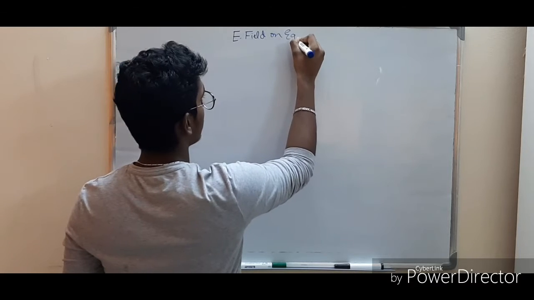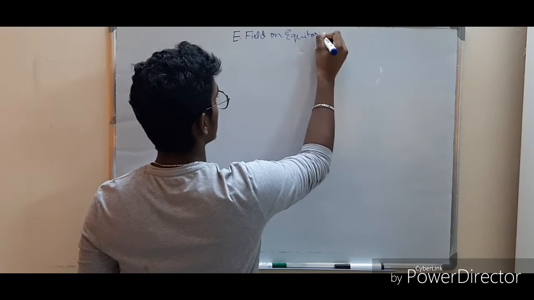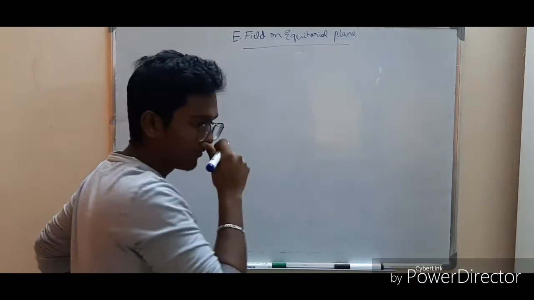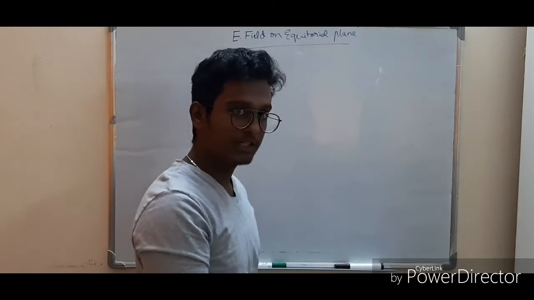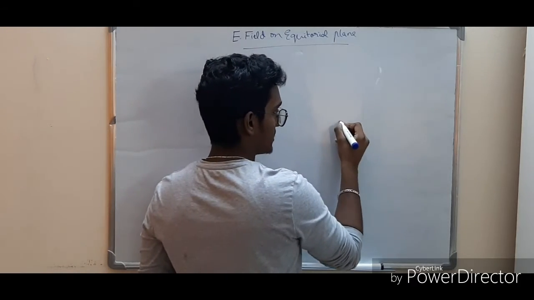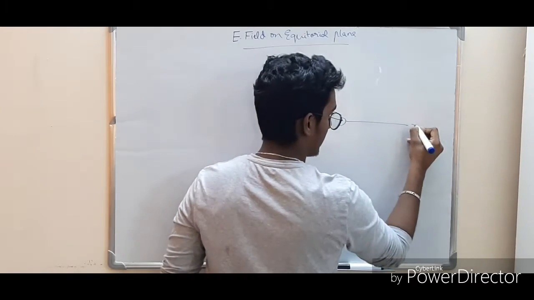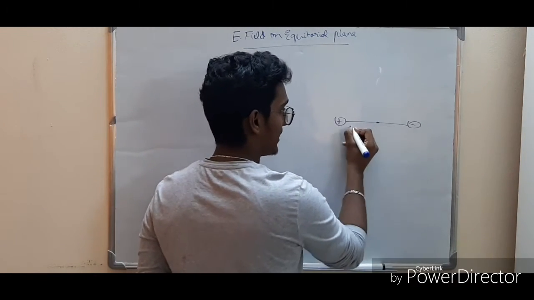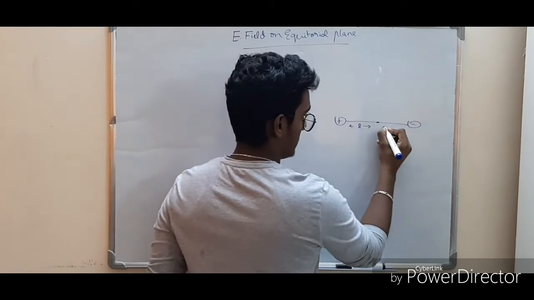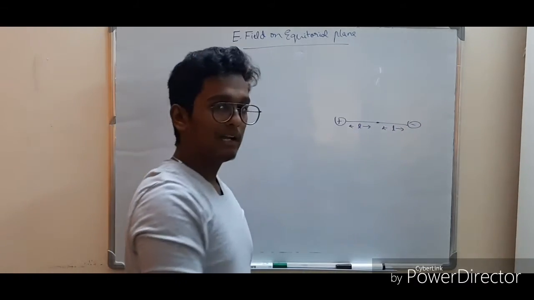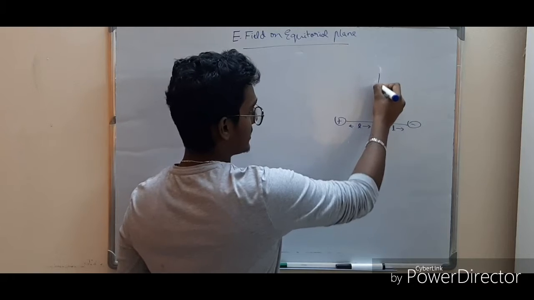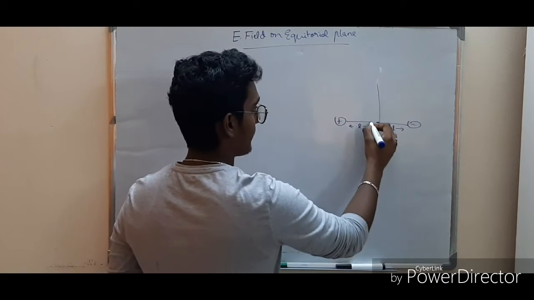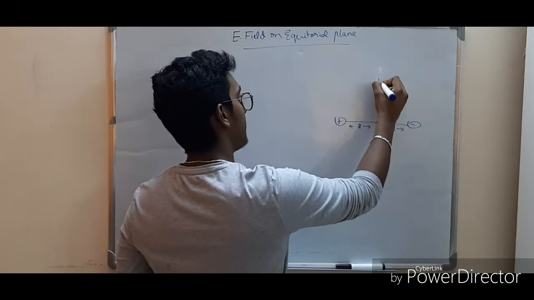on the equatorial plane or line. So to find the electric field, let's first construct the dipole. We have a positive charge and a negative charge separated by distance 2L. So I'll just separately write it as L and L. Now we have to consider this equatorial line and a point P.